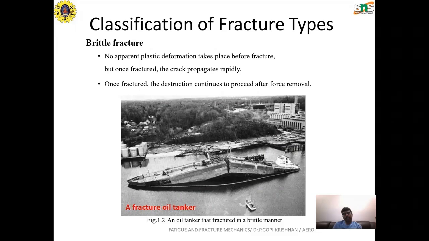So there is going to be a set of two phases that occur during the failure of the material as far as the fracture is concerned. One is the crack initiation, and the next one is the crack propagation. So for the brittle fracture, the crack initiation has some kind of resistance, but once the fracture is done, the crack propagates in a very rapid way. Once fractured, the destruction continues to proceed after force removal.